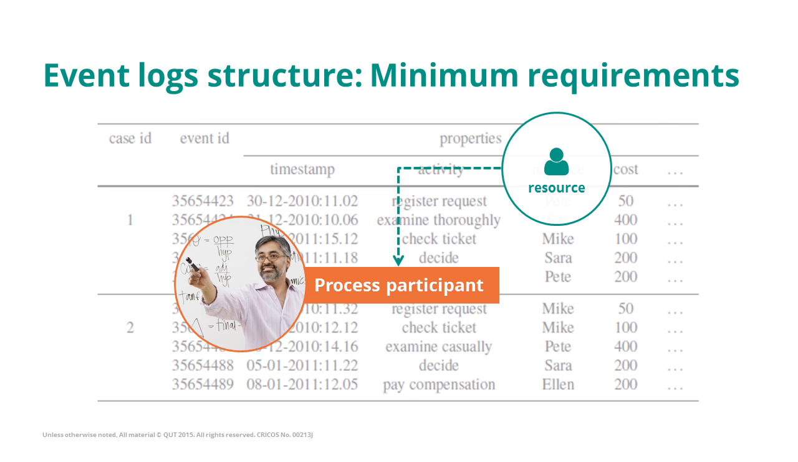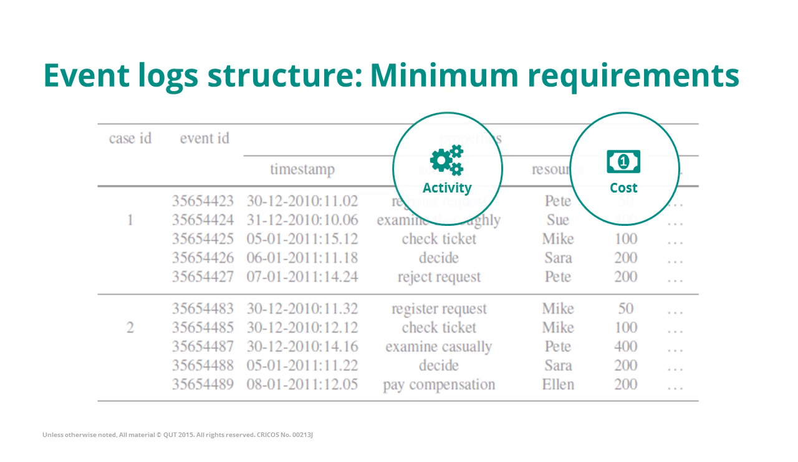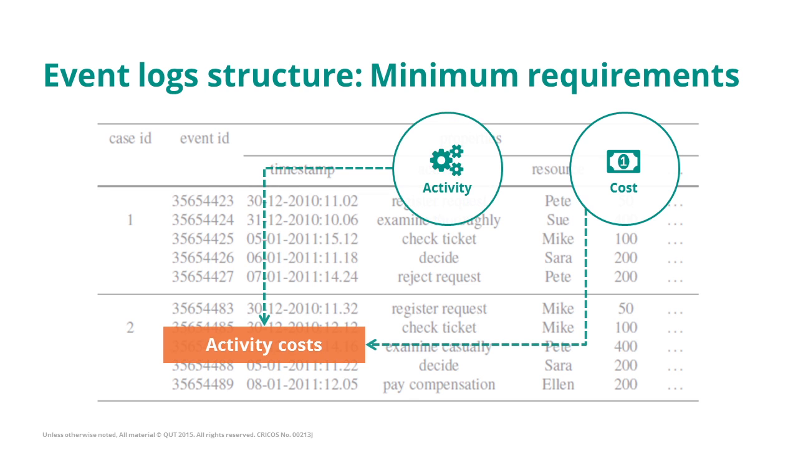If we have other attributes, such as cost, then we can compute costs related to activities as well as overall process costs.